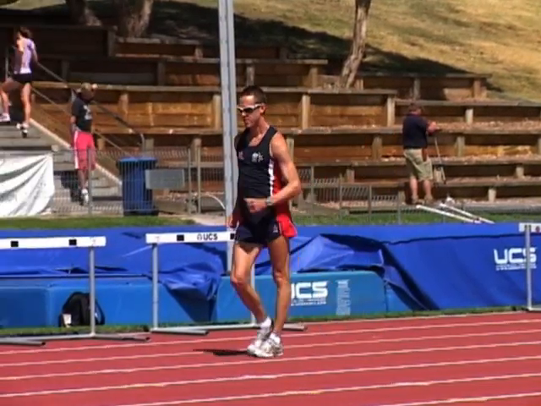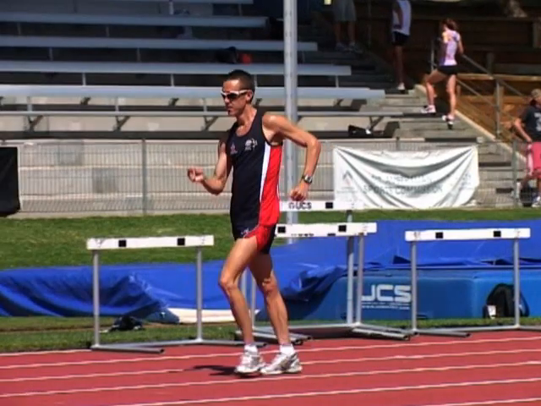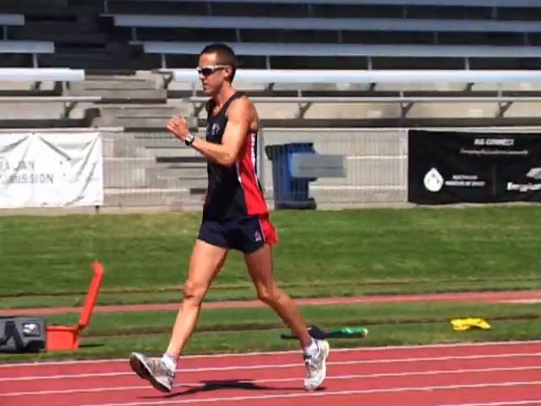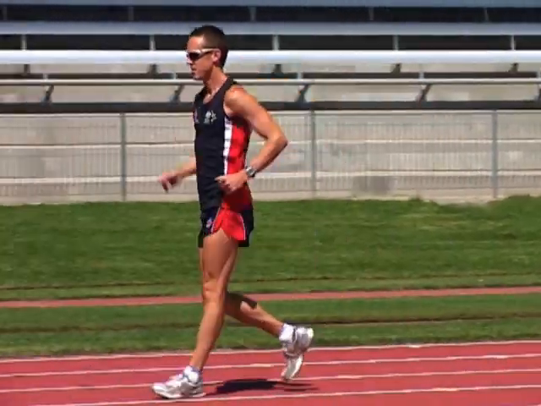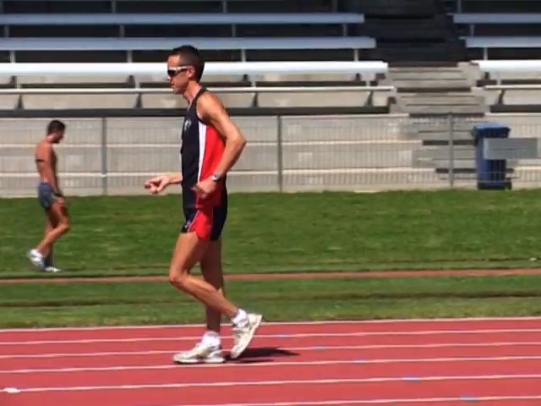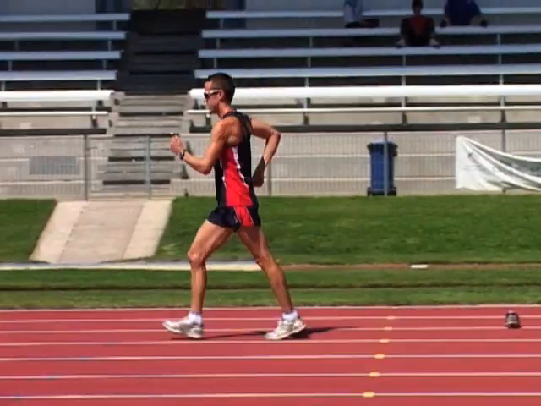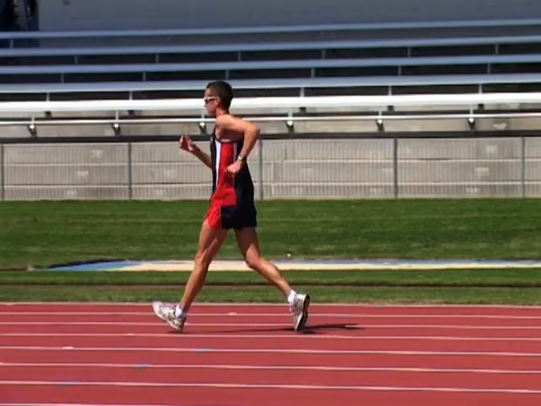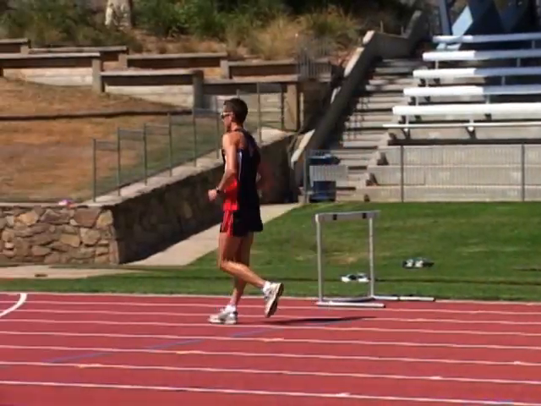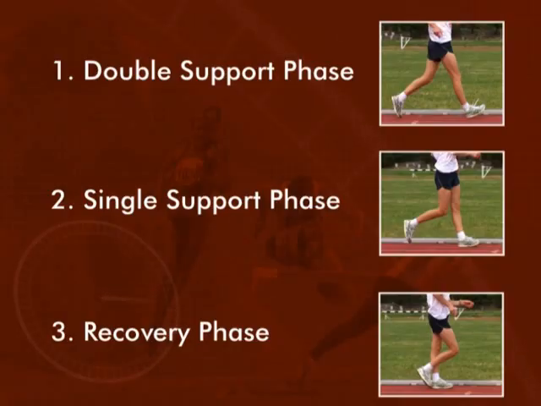A race walker needs a smooth, rhythmic stride pattern with a continuous contact with the ground, a straight leg when it is in the upright position, and a strong rear leg drive action. The total action of the legs can be divided into 3 phases: the double support phase when both feet are momentarily on the ground, the single support phase when only one foot has contact with the ground, and the recovery phase.